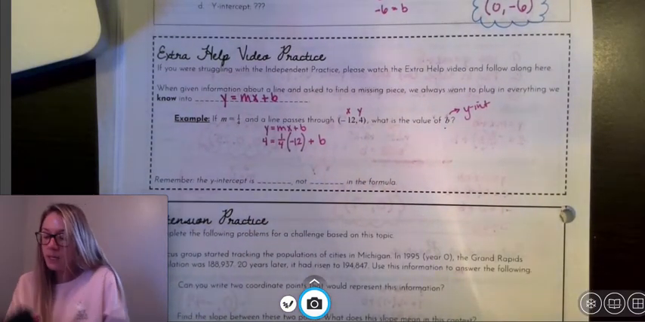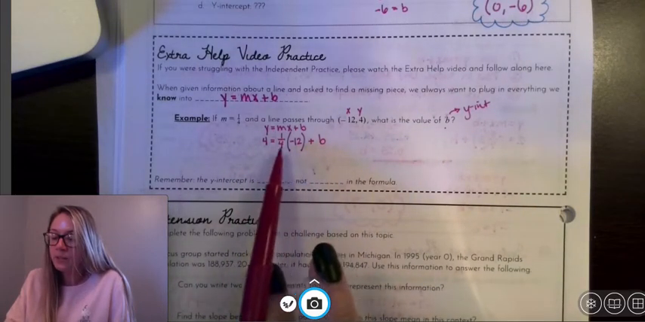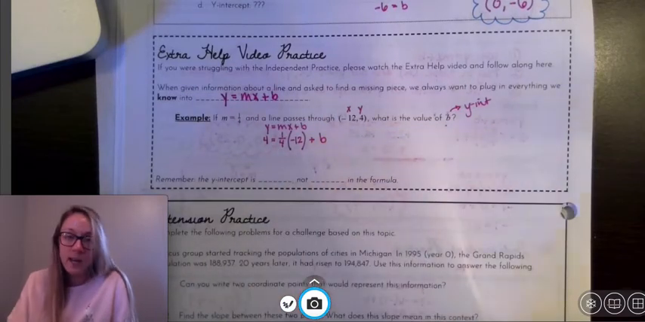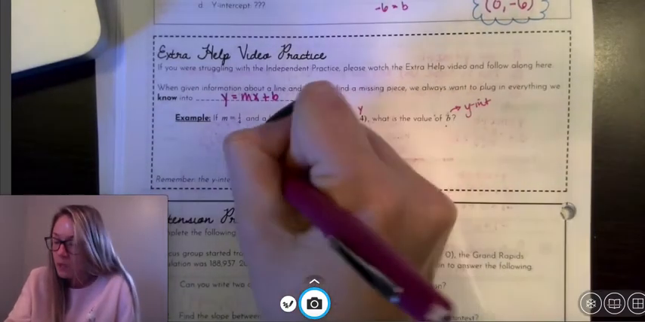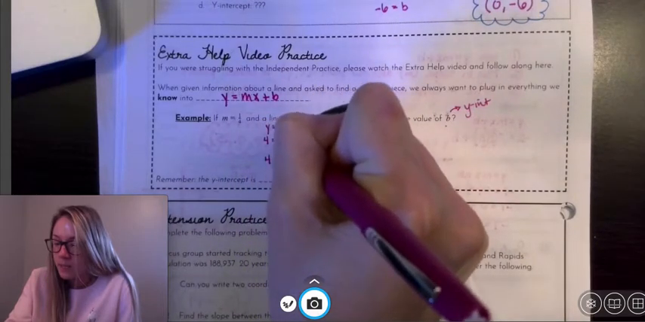So now when we simplify this and go to solve for b, I want to start by multiplying these two together. So my fraction of 1/4 times -12. When I multiply those together, I get -3. So I have 4 equals -3 plus b.